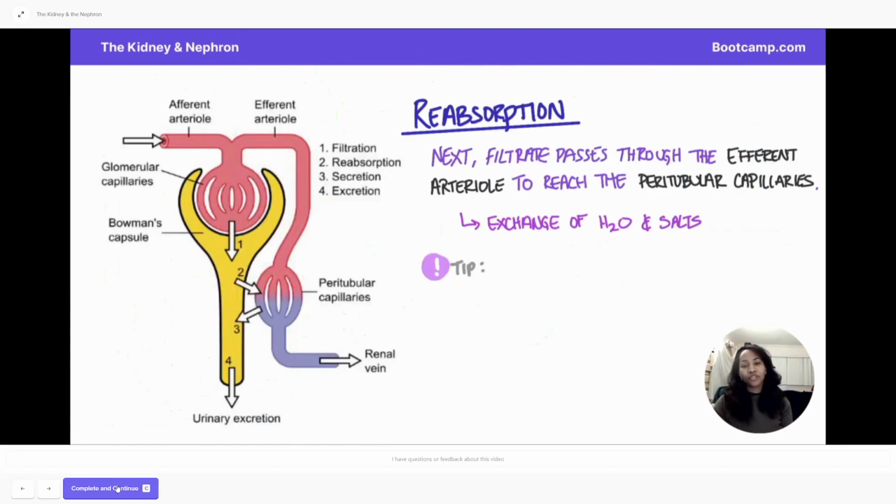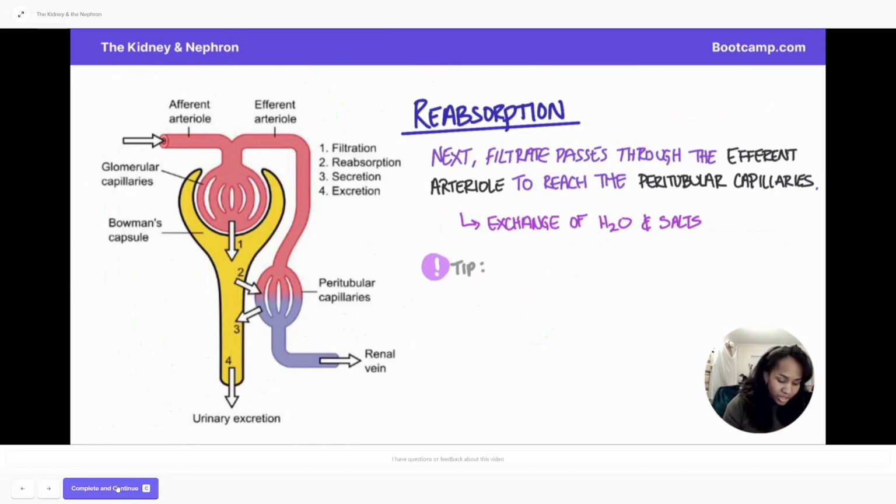Okay, now after filtration, the next step is going to be reabsorption. But let's just take some inventory of how we got here. So first, blood is going to come in through the afferent arteriole and reach the glomerulus. Now, it's important to note that blood is flowing through this circuit here. Blood vessels are interspersed within the nephron, and they tend to run alongside them so that exchange can happen.